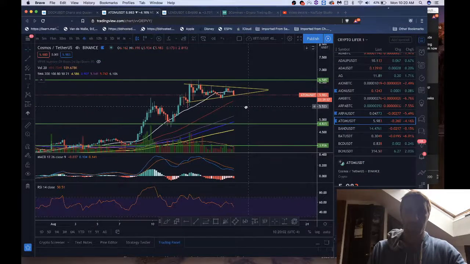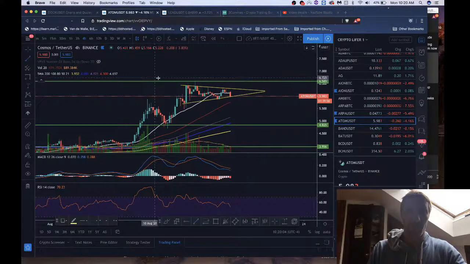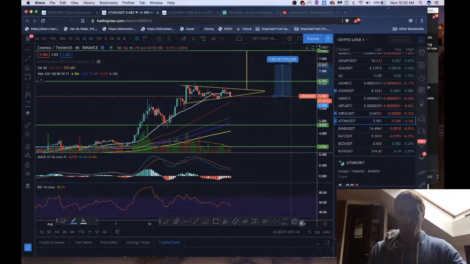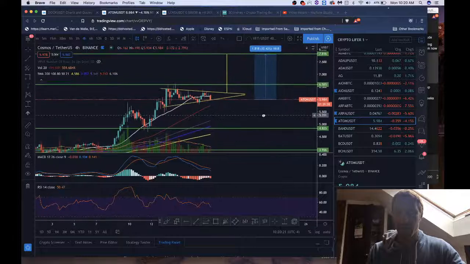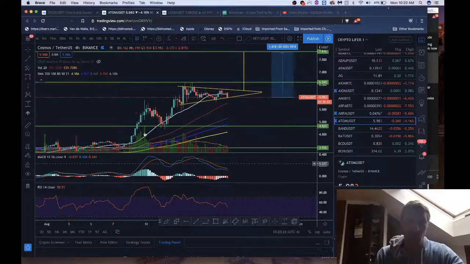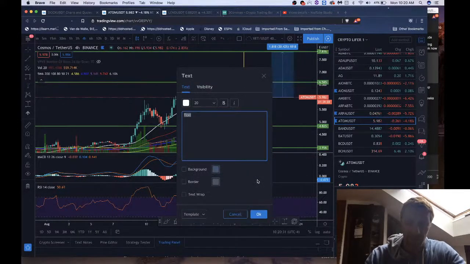Let me explain. So we take our flagpole. Gives me my target. Puts me right here. If you buy right here, at the bottom of the trend line, you're looking for 30% gains, all the way up to 7.81 for Atom. I see a bullish MACD cross. Actually, I see the bearish MACD losing momentum.